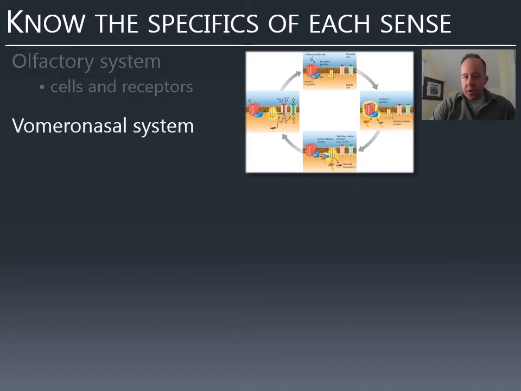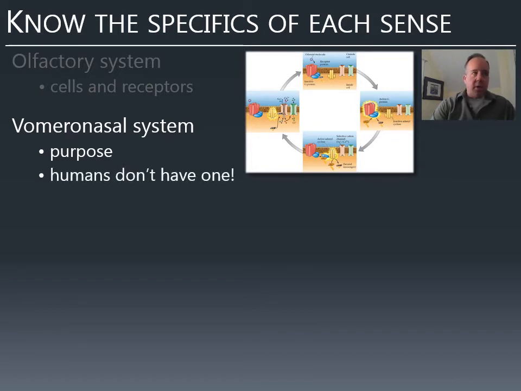The vomeronasal system is sort of a fun one, and we talked about it a little bit, and you should know what it's for. The vomeronasal system detects pheromones, and that's especially useful for other mammals and other animals. Humans, of course, we don't have one, or at least ours may be vestigial. It doesn't work. It may be present in a very small sense. But know what it's for, and know that we don't have one.